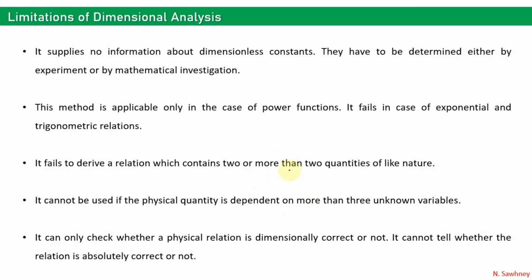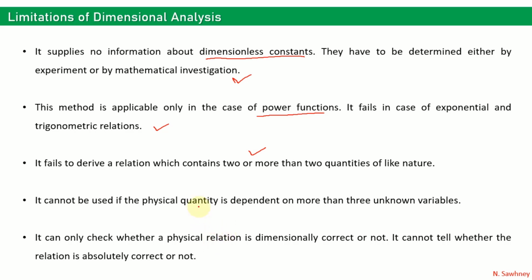Limitations of dimensional analysis. It supplies no information about the dimensionless constants. They have to be determined either by experiment or by mathematical investigations. Also, this method is applicable only in the case of power functions. It fails in the case of exponential and trigonometric relations. It fails to derive a relation which contains two or more quantities of like nature. That is, if the expression consists of summation or subtraction of two quantities, then also this method fails.